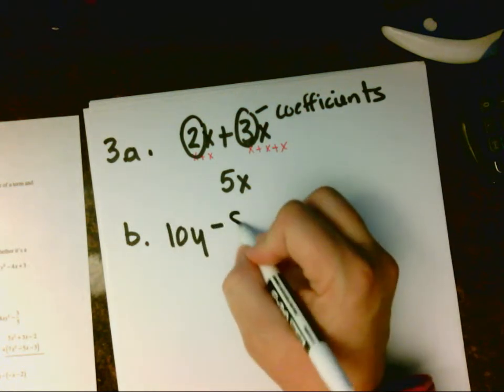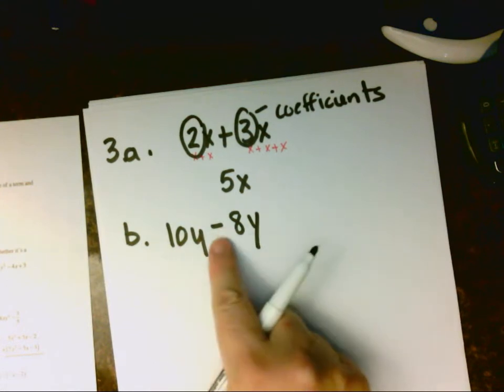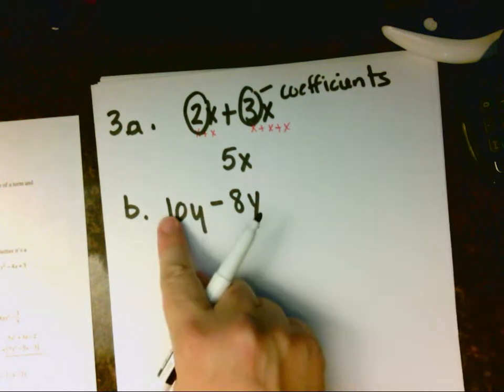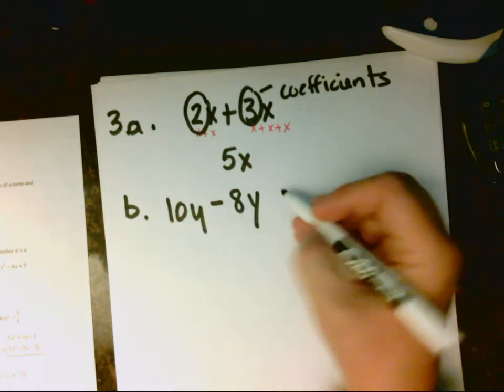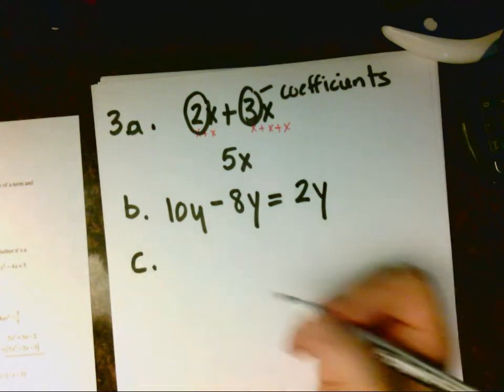Part B. We have a new variable here, y. We have 10y's minus 8y's. Okay? And so you just think, how many does that give you? If you had 10 and you removed 8, you would be left with 2y. Alright.